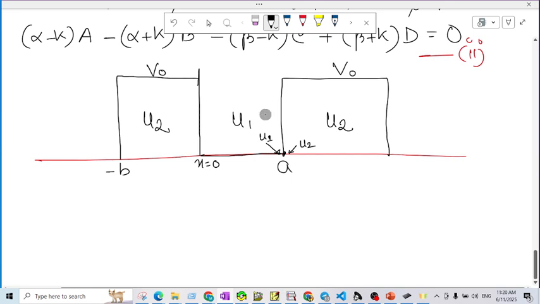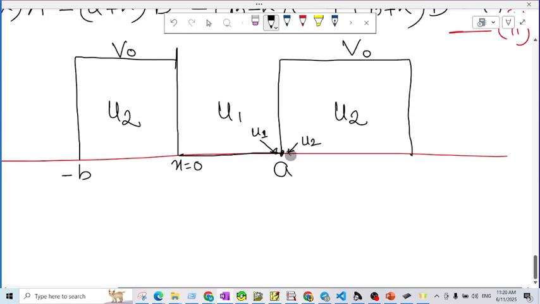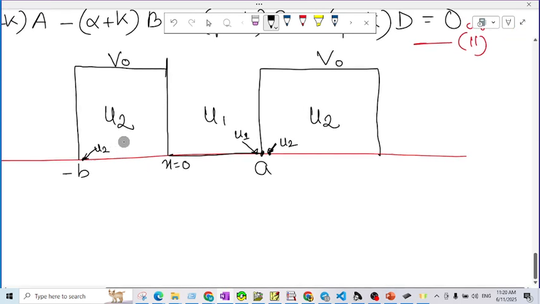As this thing is periodically arranged, the value of this point is also equal to the value of this point. You understand why? Because the potential energy is periodically arranged. That means at this point the value of u2 is equal to the value of u2 at this point.